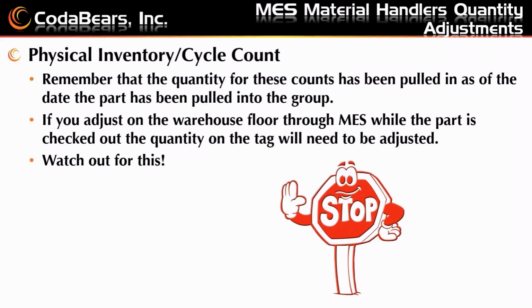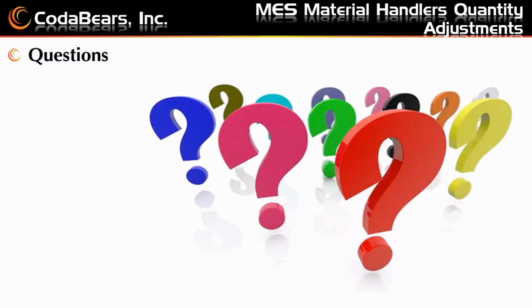If you don't have a cycle count or a physical inventory count going at the current time, it won't matter. Just go ahead and do the adjustments and the system will record it appropriately. That's pretty much it on MES and material handlers and what happens when they do quantity adjustments.